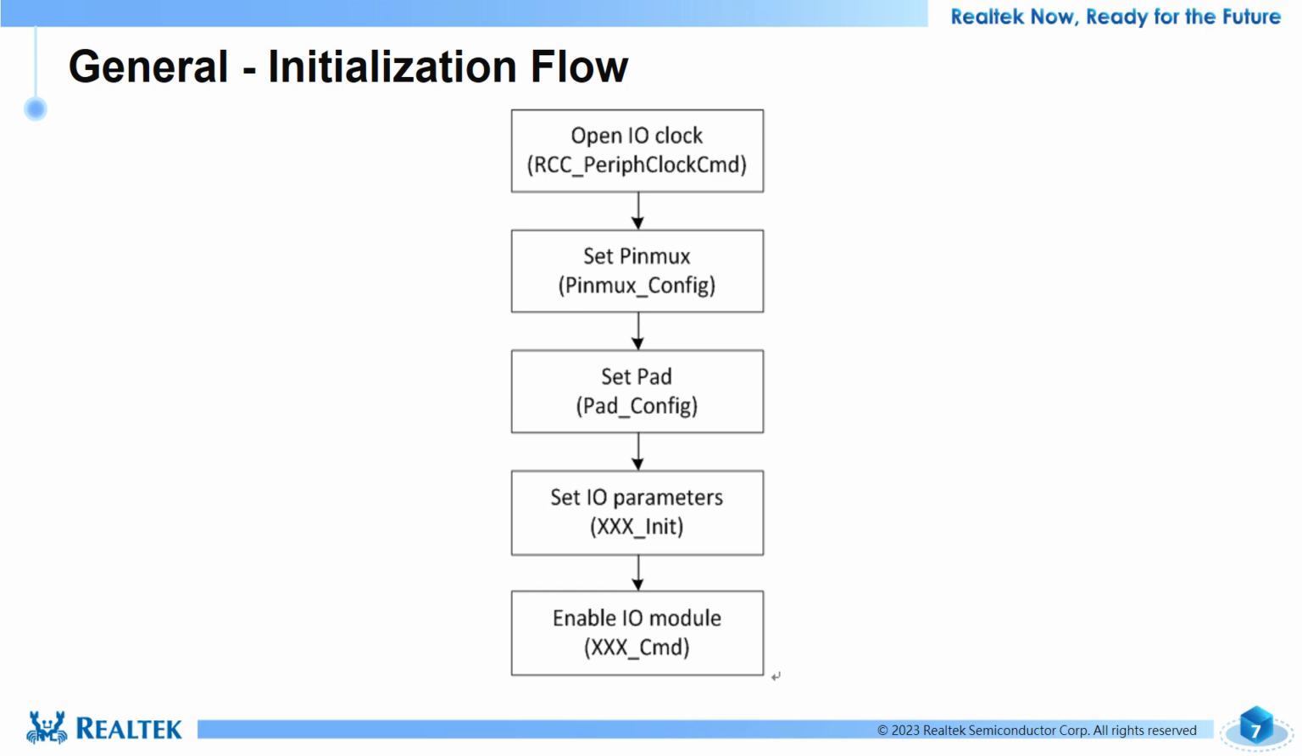Call the RCC perif clock CMD function to turn on the clock of the corresponding I/O module. Then call the PINmux config function to set the PINmux and call the PAD config function to set the PAD. Next, call the init function of the corresponding I/O module to configure the parameters of the I/O module. And finally call the CMD function of the corresponding I/O module to enable the I/O module.